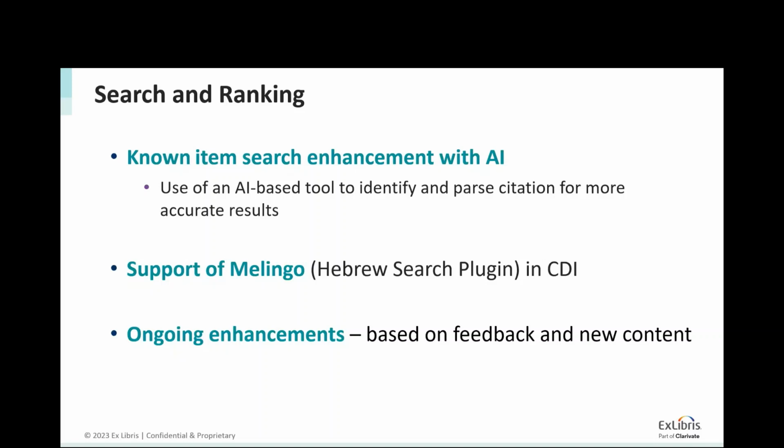So this is about when we're going to release it, and of course we're going to document it. We're going to support Melingo and CDI. That's currently supported for local resources, but not for CDI. That's for the Hebrew search plugin.